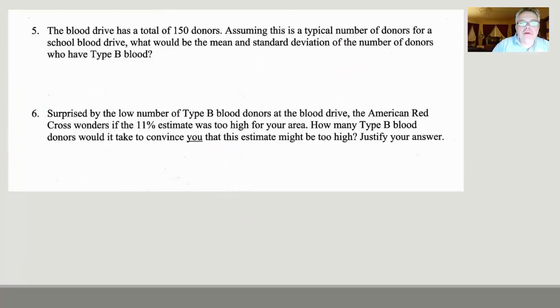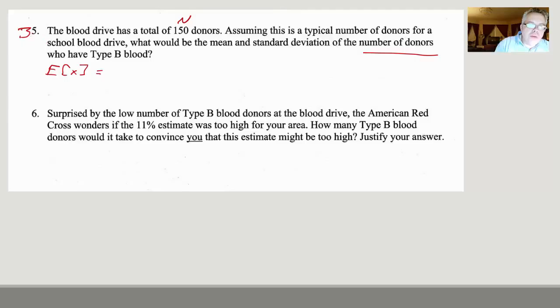It says the blood drive has a total of 150 donors. Okay, it's still a binomial model, but we've changed the number of trials again. Now it's 150. Assuming this is a typical number of donors for a school blood drive, what would be the mean and standard deviation of the number of donors who have type B blood? Okay, so it's just asking expected value and standard deviation.